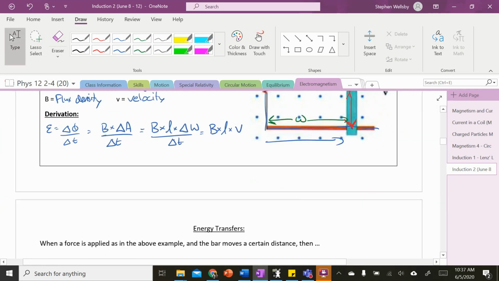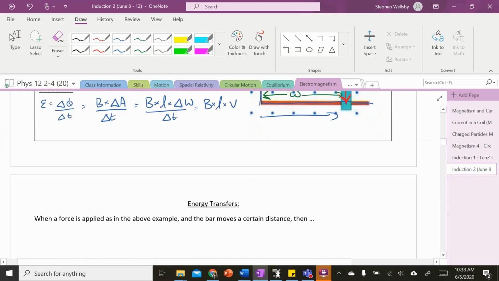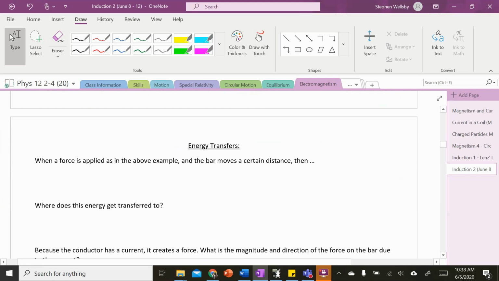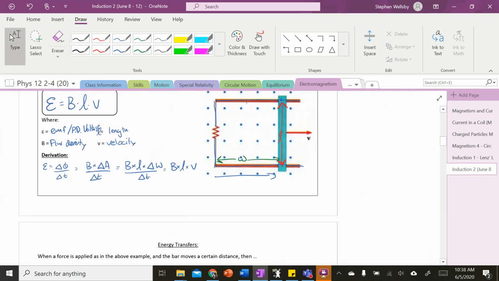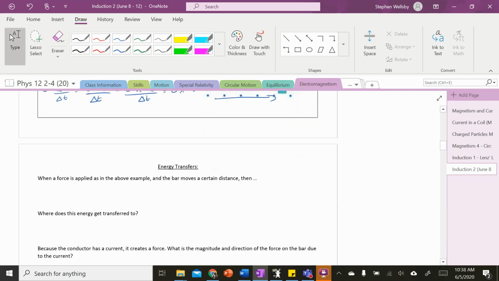Okay, so we'll try a few example problems later on, but let's go through the energy transfers first. So when a force is applied, as in the above example, the bar does move a certain distance. So in other words, I'm applying a force on this bar and it's moving a certain distance, then we know that our work done is equal to our force multiplied by our distance. And so we are doing work. When we push this bar to the right, we are doing work.